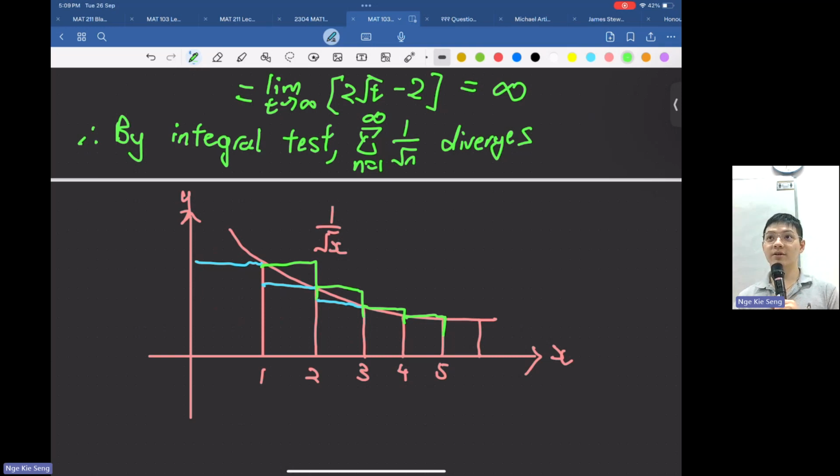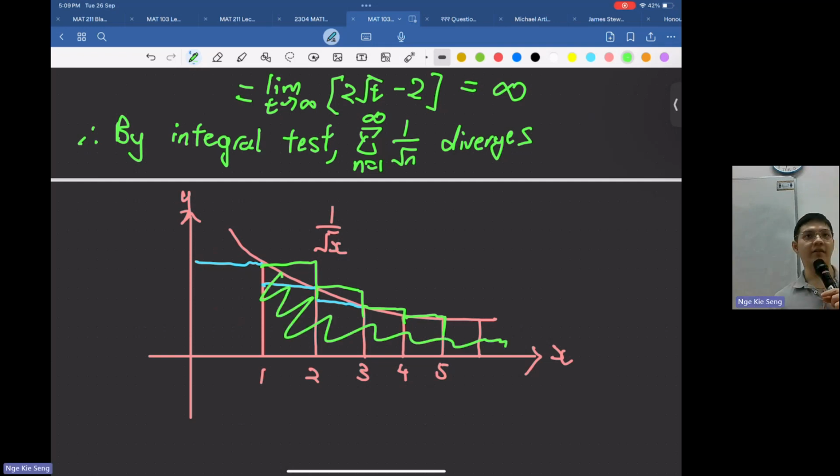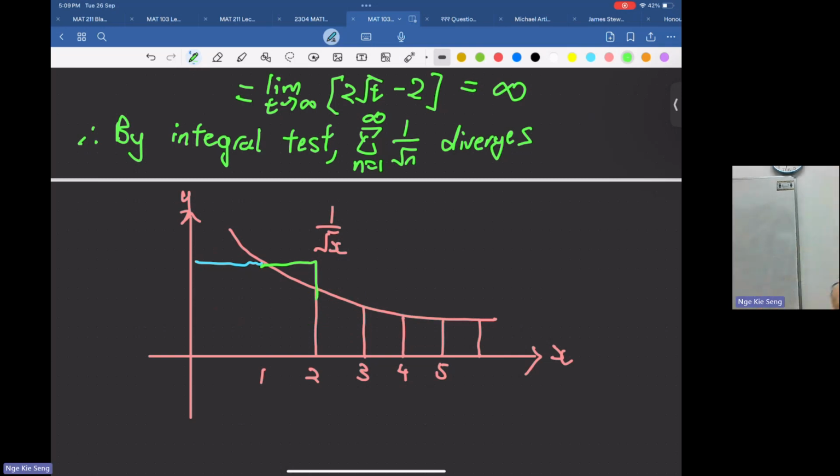Okay, this box. Why is it good about this box here? Because this box covers the infinite area. Okay, so this implies that our infinite series also diverges. So this is the idea of the integral test.